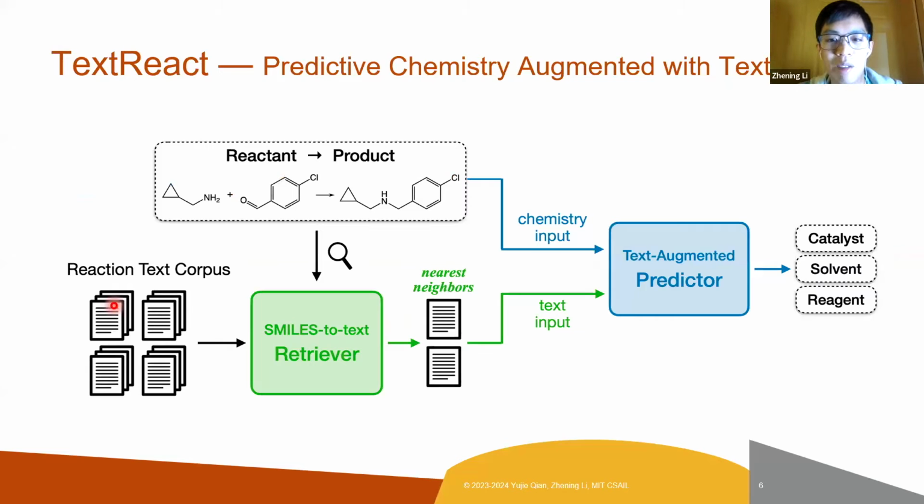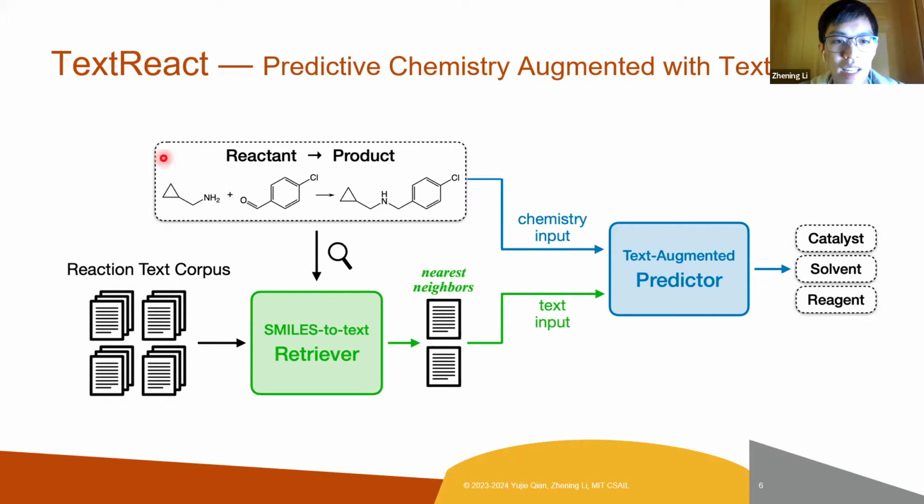So more concretely, our model architecture, TextReact, involves two components: the text augmented predictor and the SMILES to text retriever. The text augmented predictor takes as input the original chemistry input, as well as any text that can be retrieved from the text corpus, and it tries to predict the output label.